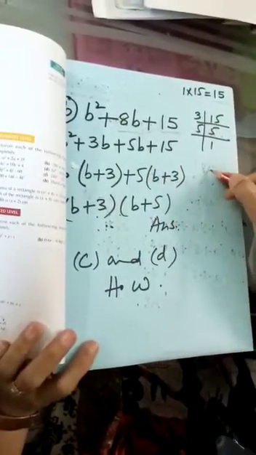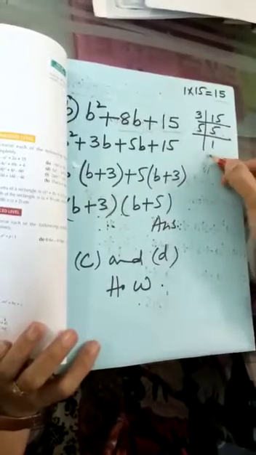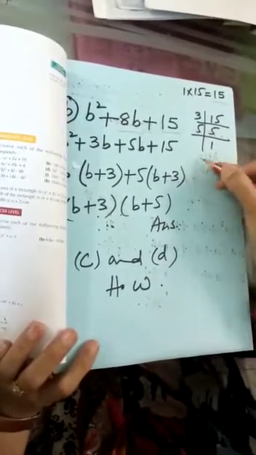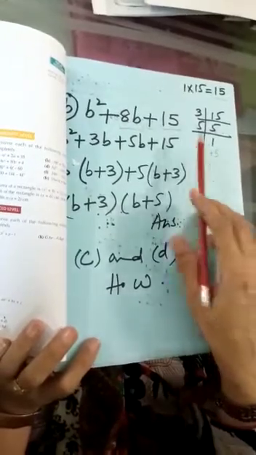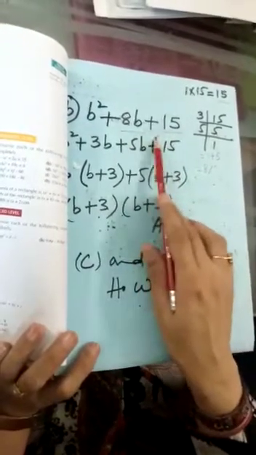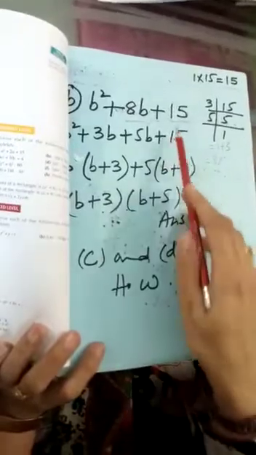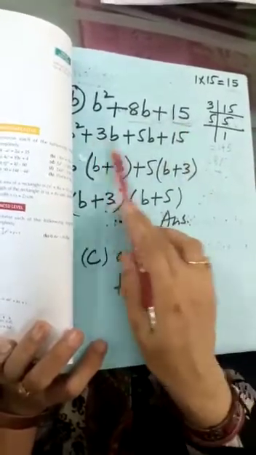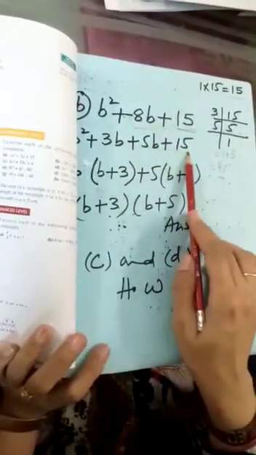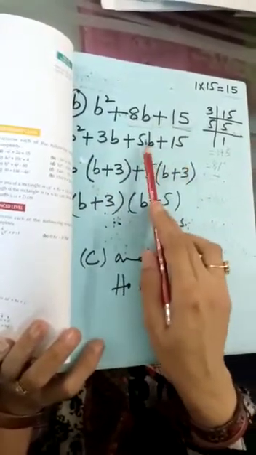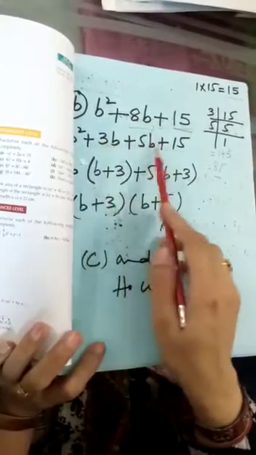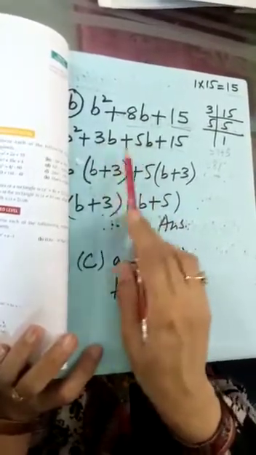When you are adding 3 plus 5, it will become 8, and when you are multiplying 3 by 5, you are getting 15. So the breaking will become: when you add, it becomes 8, and when you multiply, it becomes 15. Now 4 terms will come: b square plus 3b plus 5b plus 15. You can write 5b first and then 3b, or 3b first, either way.